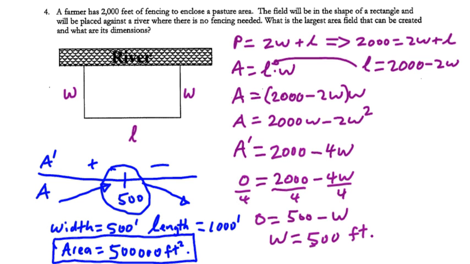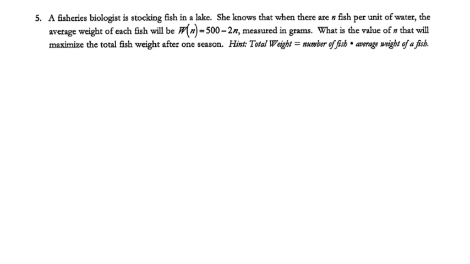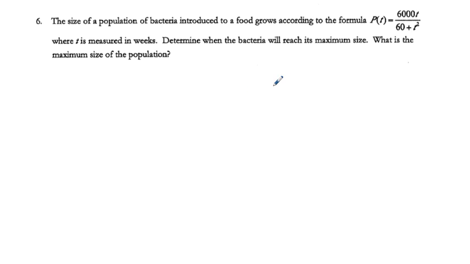Okay, we're going to go on to problem 6, which of this set I think is kind of the most challenging. And we have the size of the population of bacteria introduced to food grows according to the formula P of t equals 6,000 t over 60 plus t squared, where t is measured in weeks. Determine when the bacteria will meet its maximum size. What is the maximum size of the population?